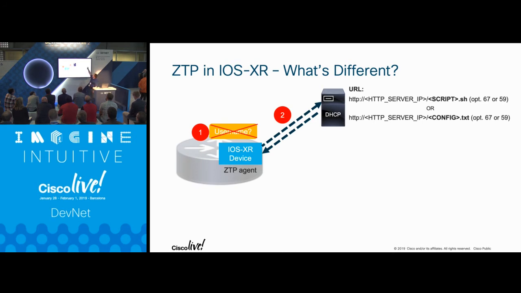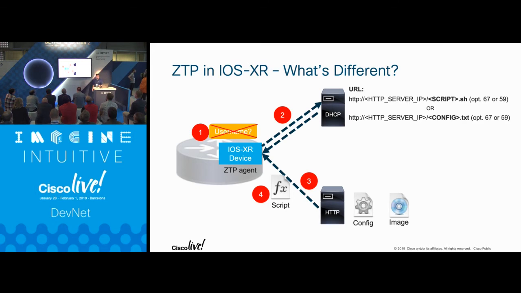Same concept. But what you'll note differently here is I don't return a Python script, right? Because XR today doesn't have a Python interpreter embedded in the operating system, but rather we're going to leverage shell or a text file to return that particular information to the XR device. I then go to my HTTP server, grab the information, and get that returned.